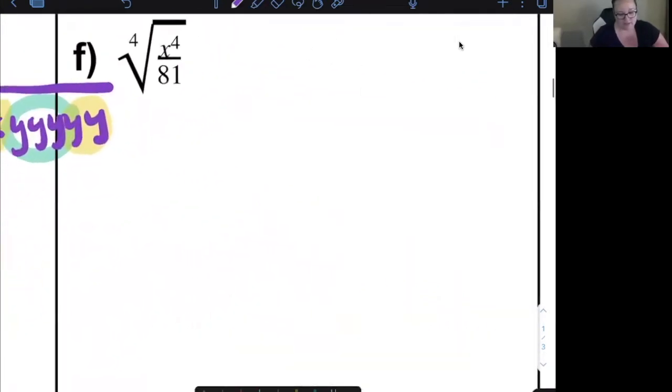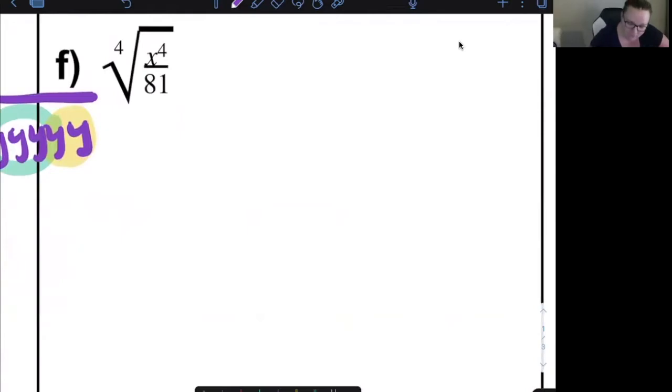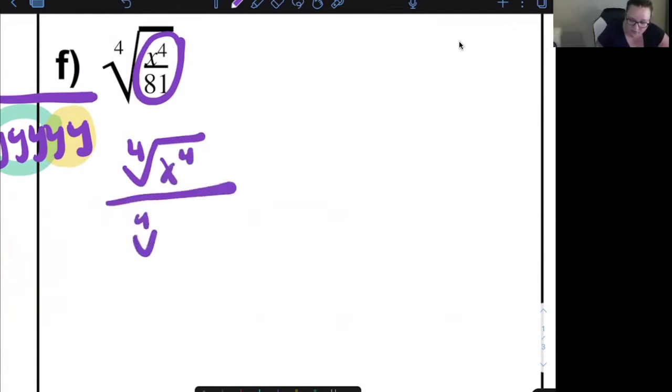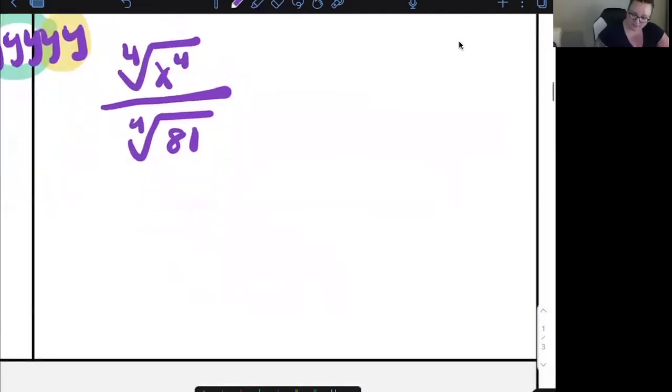All right, so for F, you have the fourth root of x to the 4th over 81. What I recommend is you can rewrite the radical of a fraction: if the whole fraction is underneath that radical, you can split it into 2. So you can split it into the fourth root of x to the 4th over the fourth root of 81, and then simplify your numerator and your denominator. So the fourth root of x to the 4th, well, remember the fourth root and the fourth power cancel each other, so you would be left with x.